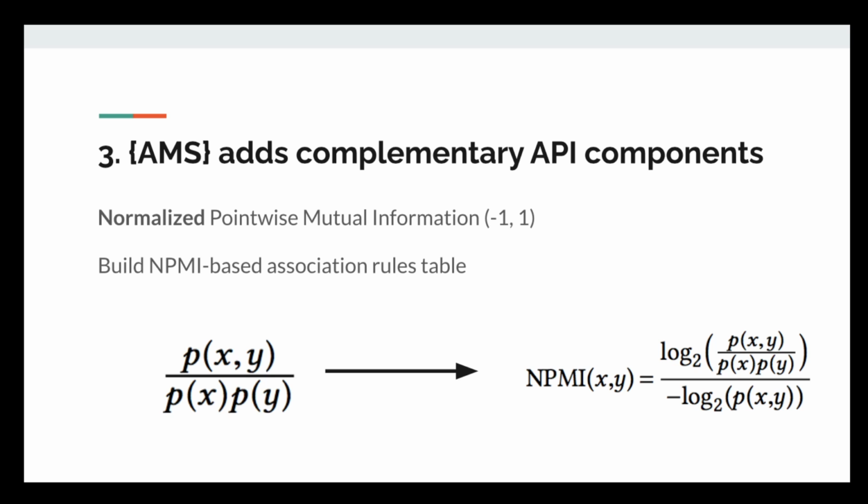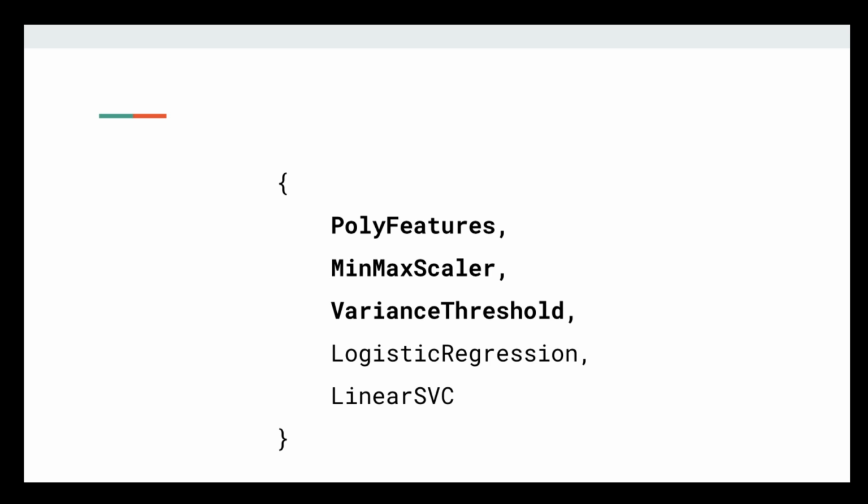And we'll go ahead and build a set of association rules based on this pointwise mutual information, such that we can retrieve components that have some association with those already in the original user specification. So to go back to our example, where we started off with logistic regression, had already added linear support vector machine, we can now add 3 complementary components. Polyfeatures, which extracts polynomial features from the existing feature set. Min-max scaler, which will scale your features to lie between some minimum and maximum. And variance threshold, which selects features based on a minimum variance.